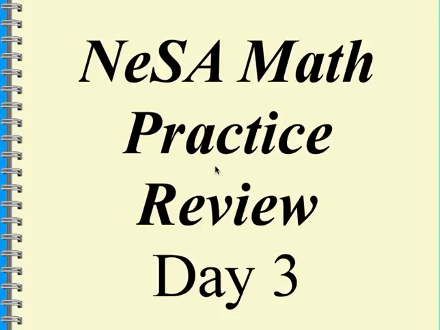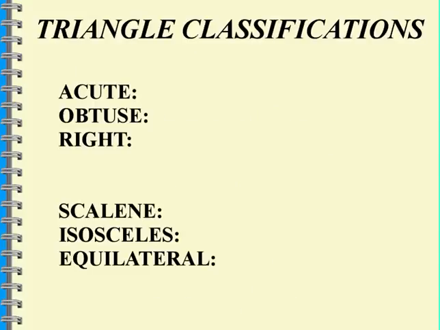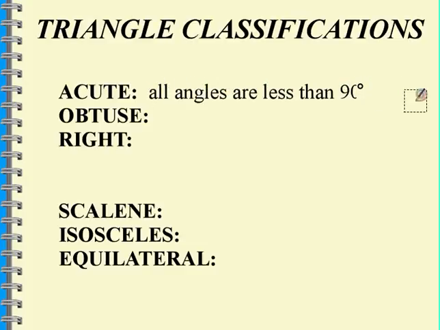Go ahead and talk about some triangles. Okay, let's look at this slide. Triangle classifications. We have an acute triangle. What can you tell me about an acute triangle? All angles are less than 90 degrees. We've already discussed acute angles, so this should be nothing new. All angles are less than 90 degrees.